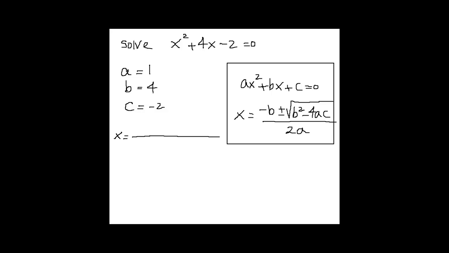We have minus b, so that would be minus 4 plus and minus square root of, now b squared, we have minus 4 squared, minus 4 times a, which is 1, times c, which is negative 2, divided by 2a, a is 1. So x is equal to minus 4 plus and minus square root of, minus 4 squared would be 16 plus, when you multiply minus 4 times 1 times minus 2, what do we get? Plus 8, very good.